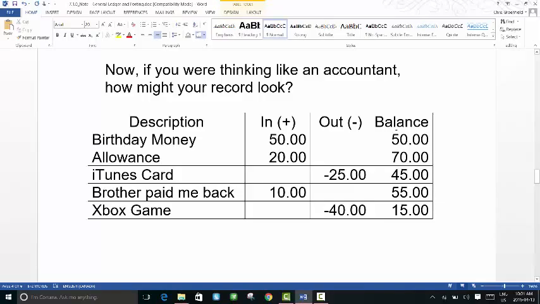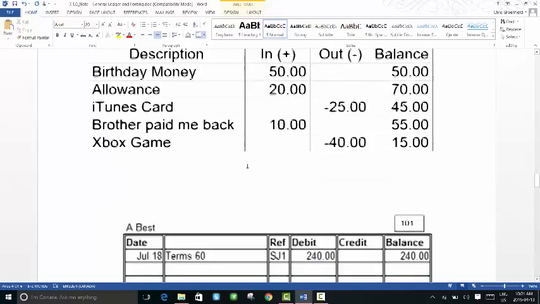And then we have to have our final balance. And so really the process isn't much different. We're just putting a little bit of accounting language around it.